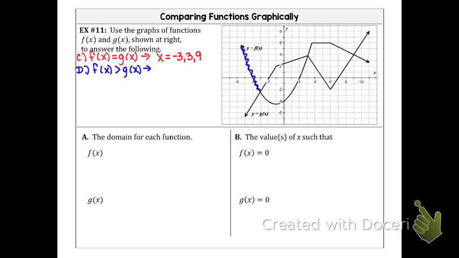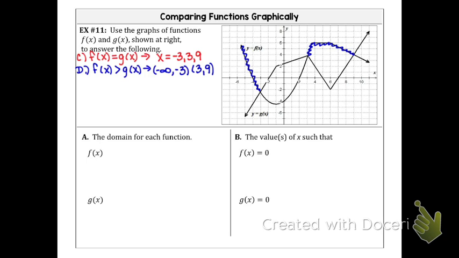Then it's going to dip below it. It's going to come back up here, above it. And then it's going to be below it again. So I can see that's from negative infinity to negative 3. It's going to be from 3 to 9. And that's it.